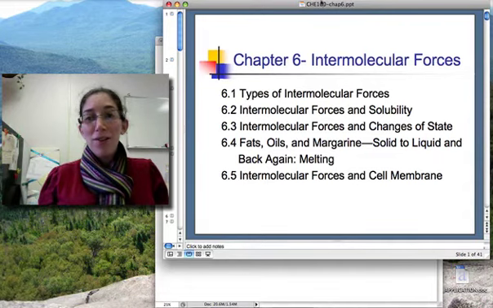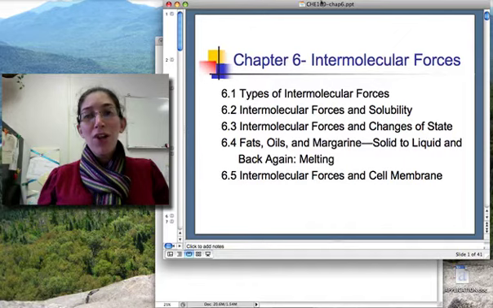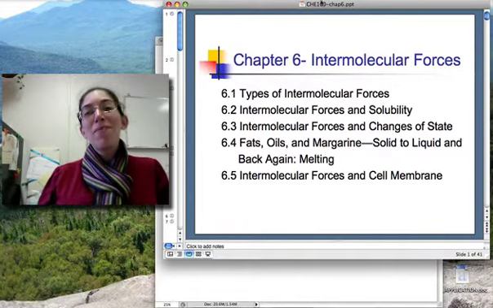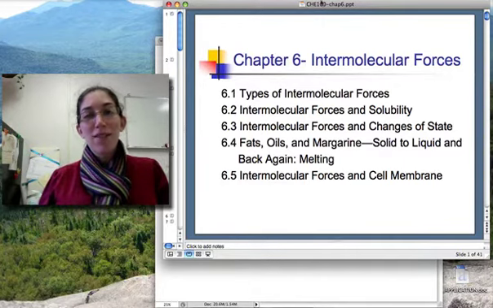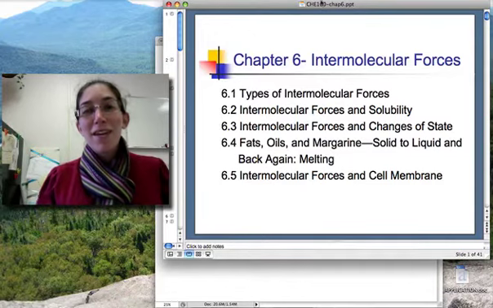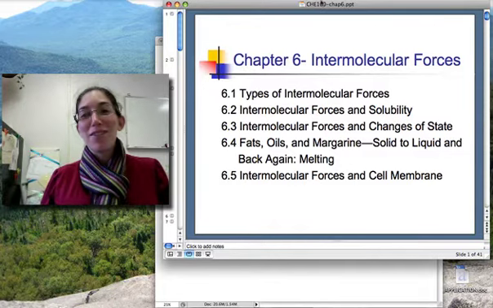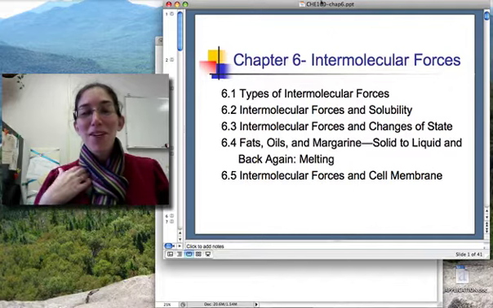Hi guys, and welcome to the Chapter 6 lecture, which is all about intermolecular forces. And if I had to pick a favorite chapter in the book, this one might be it. I think intermolecular forces is probably the most important topic to understand in terms of how chemistry works. It's up there with chirality and enantiomers in terms of how cool I think it is, in terms of how much it explains about how things work.